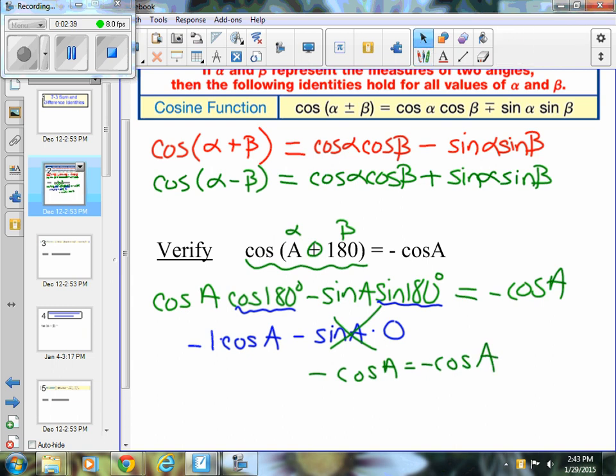So what that means is if you graph negative cosine of A, so think about what that graph would look like, reflected, it's going to be the same thing as shifting cosine 180 degrees to the left. So you would get that same graph. That's what that verify means.